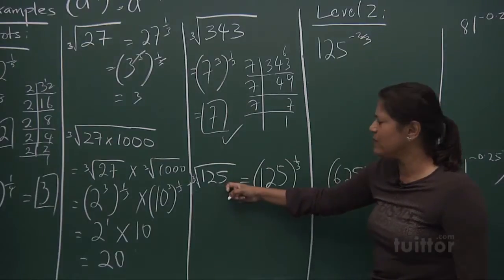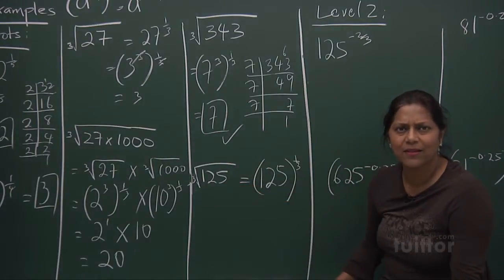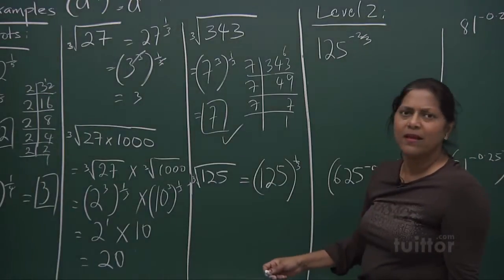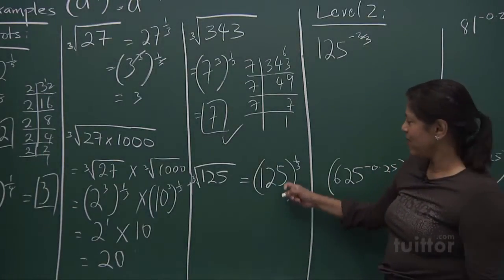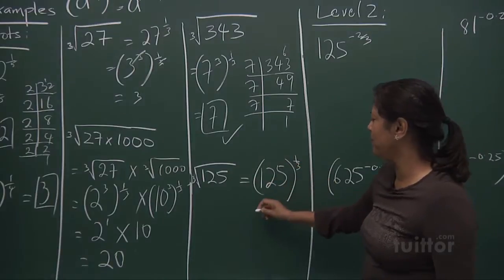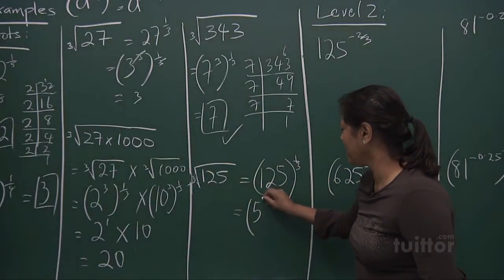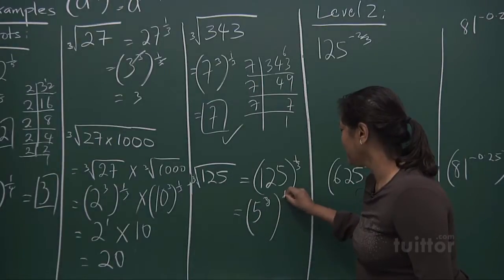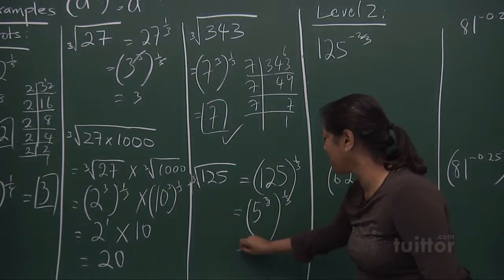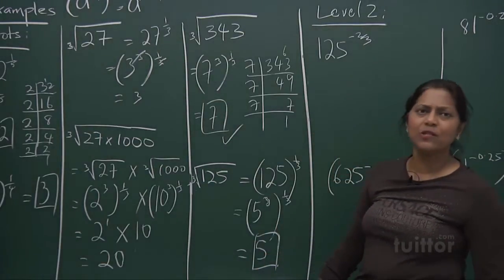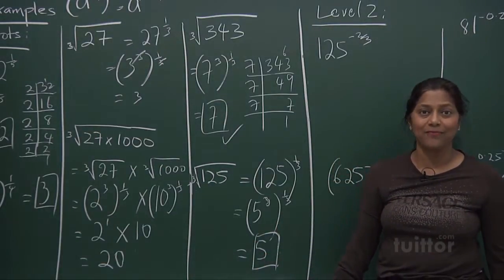Now, what is the cube root of 125? 125, if you break it down, is 5 cubed. And so we can replace this and put it as 5 cubed. And here is the 1/3 power, you multiply them up, you get 5. The cube root of 125 is a 5.